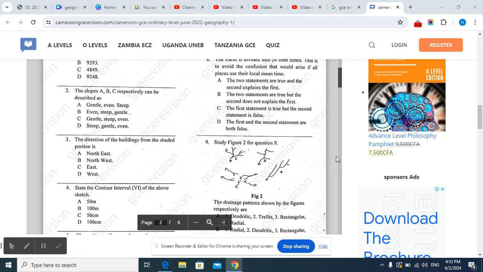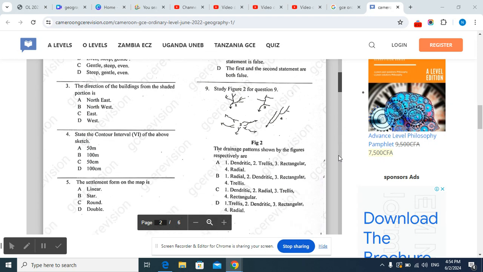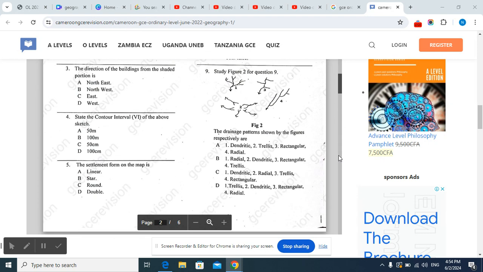Number 9. Study Figure 2 for question 9. The drainage patterns shown by the figures respectively are, the answer is C.